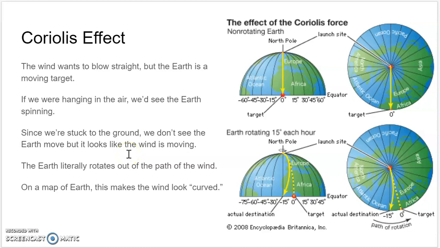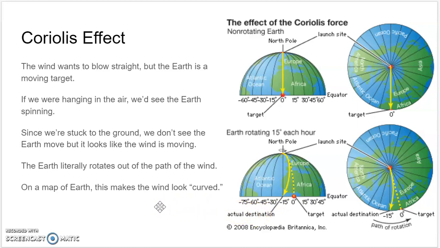But we're stuck on the Earth. We're spinning with the Earth. So what we actually see is that the air appears to move. The air bends in a curve. And this is what the Coriolis effect is. The wind wants to blow straight from the pole towards the equator, but the Earth is a moving target. By the time it reaches this point, 0, the Earth has already moved. We're now at negative 15 degrees. The Earth rotates by about 15 degrees per hour.